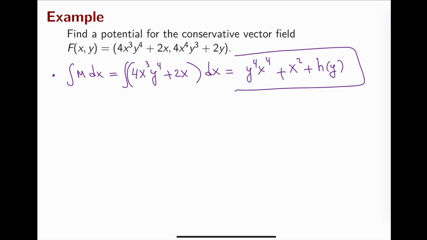This is going to be essentially the potential function, once we calculate how much h is. So we continue with the second step in order to calculate h. The next step is to take this function and take the derivative with respect to y of this function, the one that we obtained in the previous step.